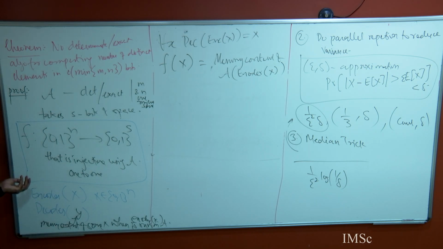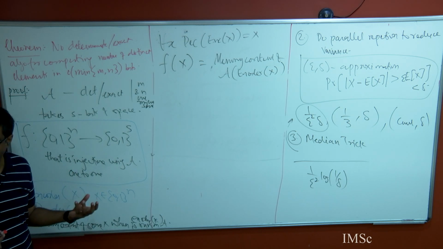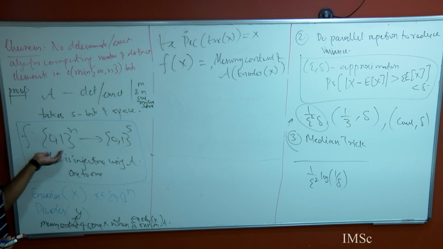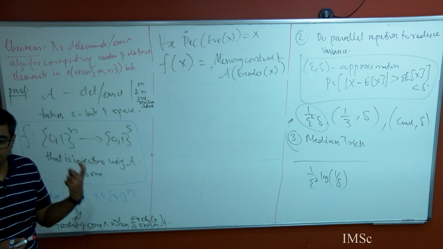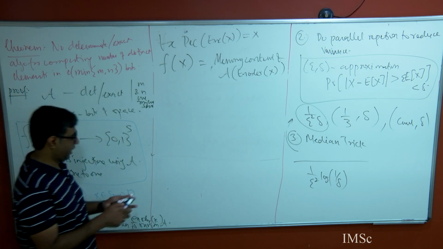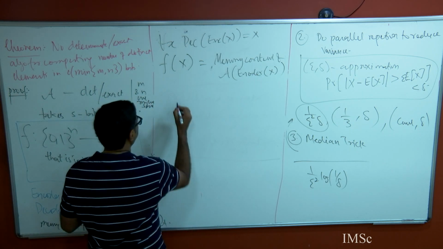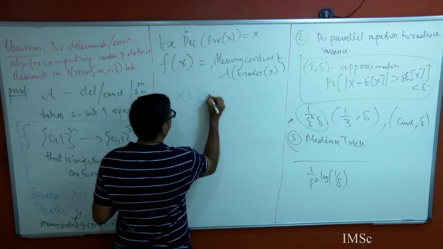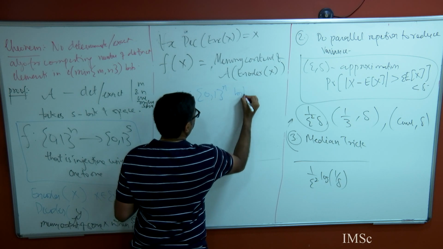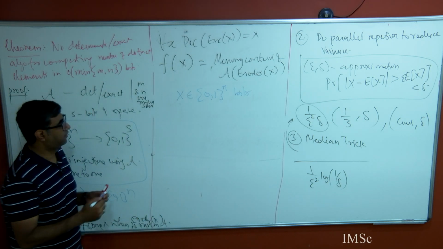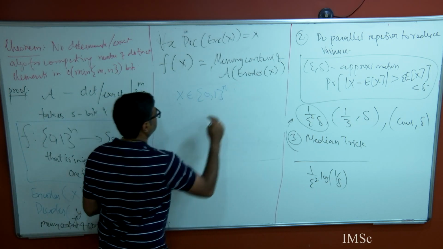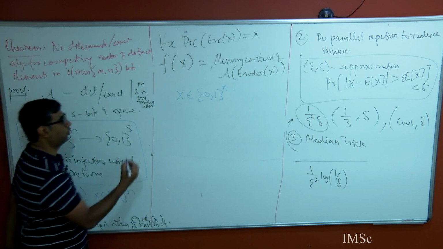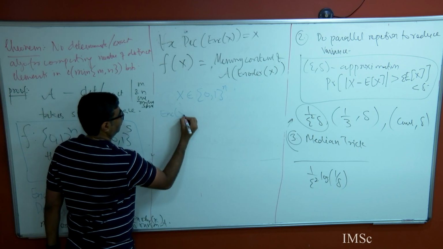A is a streaming algorithm for counting the number of distinct elements over 1 to n, right? And I have been given x in {0,1}^n, an n bit string. So what is x? X is an element of this. What should be the encoding of x?